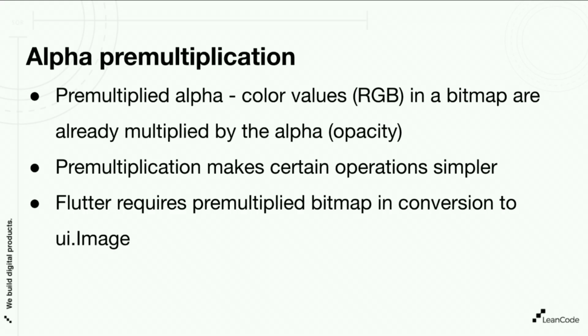So what's alpha premultiplication? Since you may not be knowledgeable with the graphic specifics. Basically, there are two ways of storing bitmaps. We can either have pre-multiplied alpha, which means that R, G, and B channels are multiplied by the alpha opacity value, and this has certain advantage in terms of performance of then composing those bitmaps together. And I need to do this because Flutter requires pre-multiplied bitmap when converting to the UI image object that can be used by Flutter.